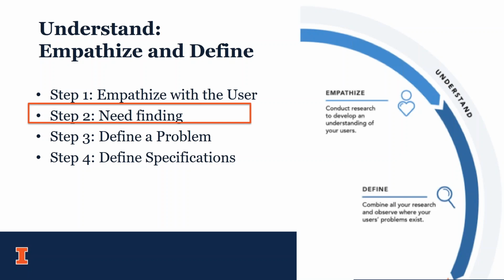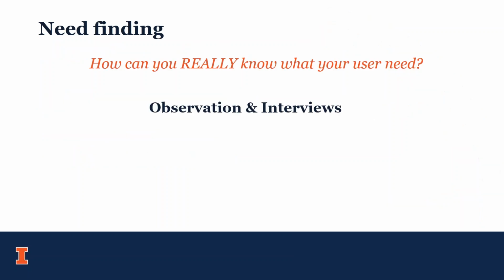Now we have to figure out what your user really needs. And I'm going to talk to you about how to do observation interviews. But I want to remind you that there's another way to figure out your user's needs, and that's through benchmarking. And benchmarking basically means comparing with products that are already out there for this user. So existing museum exhibits for this example.